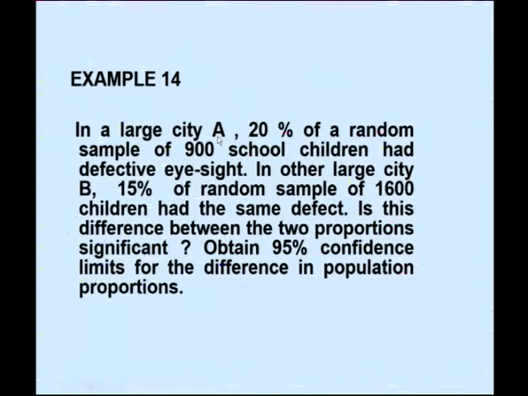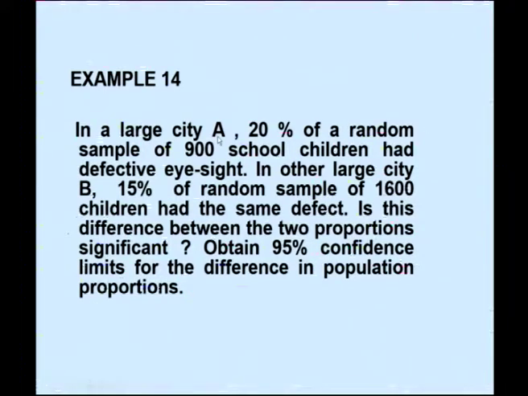After working out 13 examples in the test of significance, the 14th example now is: in a large city A, 20% of a random sample of 900 school children had defective eyesight. In another large city B, 15% of a random sample of 1600 children had the same defect. Is this difference between the two proportions significant? Obtain 95% confidence limits for the difference in population proportions.